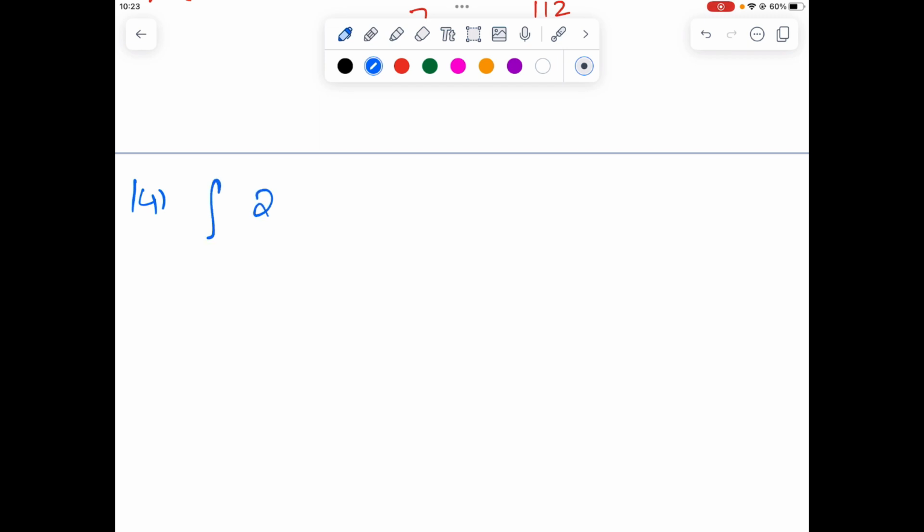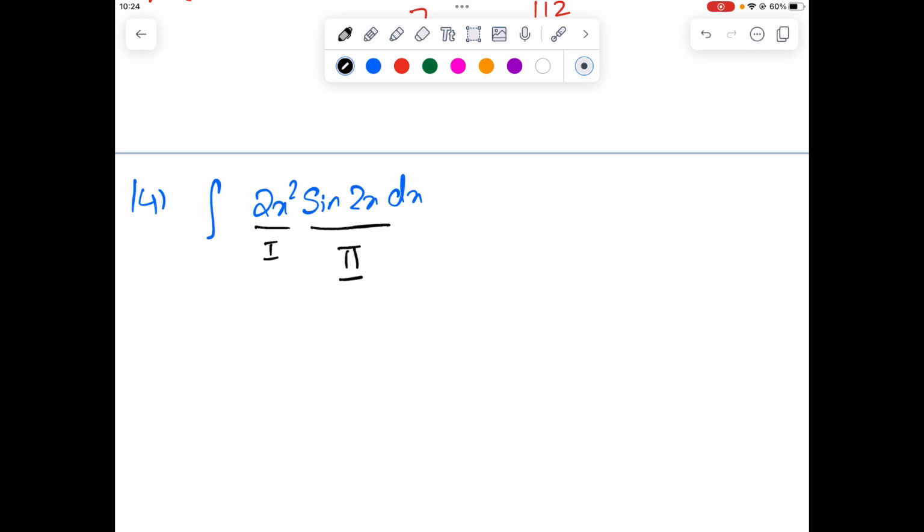Integral of 2x square sine 2x dx. So this is my first function and this is my second function. First function is the algebra, second function is the trigonometry, using the acronym ILATE. So algebra and trigonometry, we have to get that idea of which is going to be the first function and which is going to be the second function. In that acronym, if we follow ILATE, we can see that algebra is the first function and trigonometry is the second function.